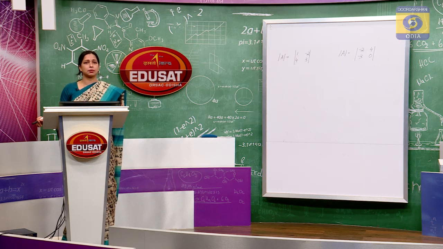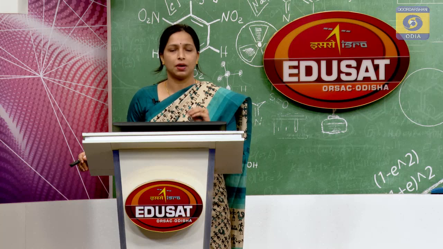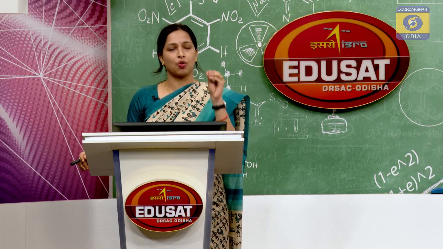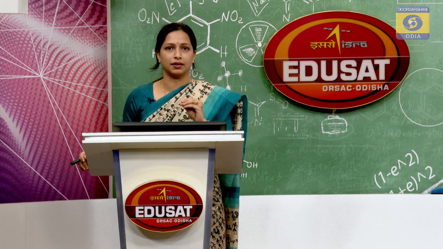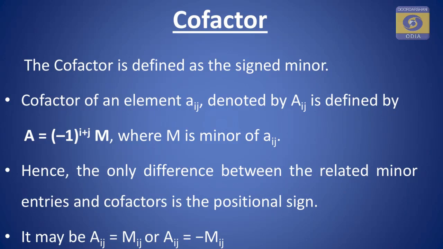Now, let us discuss about cofactor. Minors and cofactors are more or less the same, but the only difference is the sign. That means, cofactor is a signed minor. Let us take a look at the slide. So, cofactor is defined as a signed minor. Signed minor means there is a sign, plus or minus, right. So, cofactor of an element is denoted by capital A i j, where i is representing the row and j is representing the column, right.